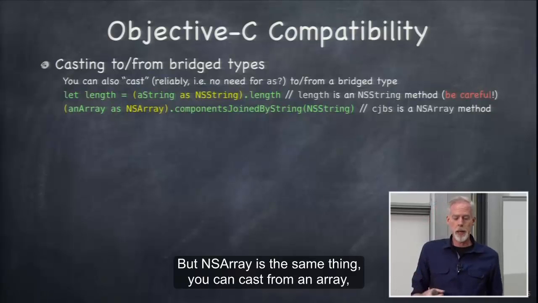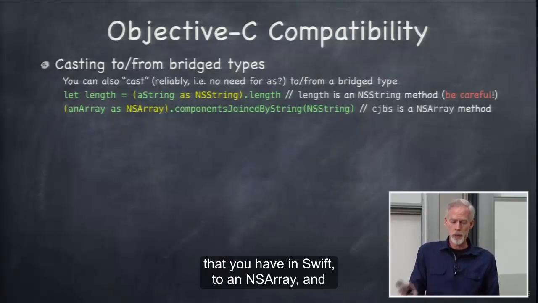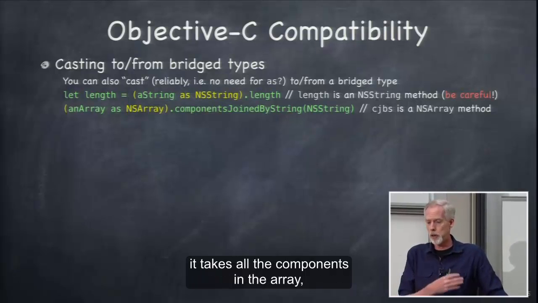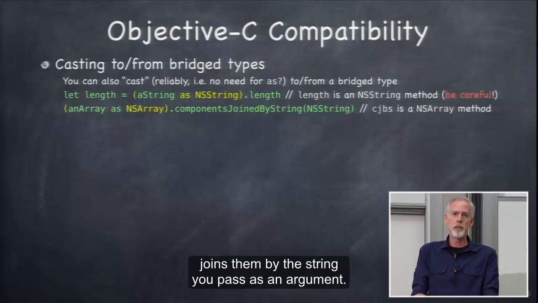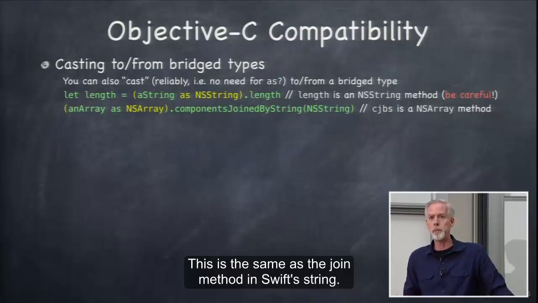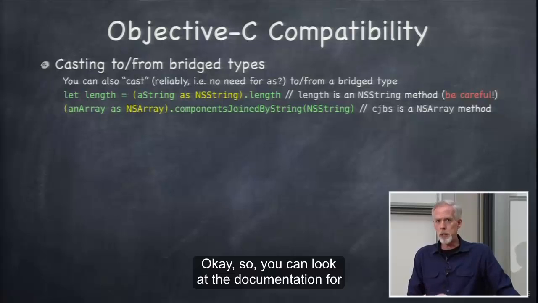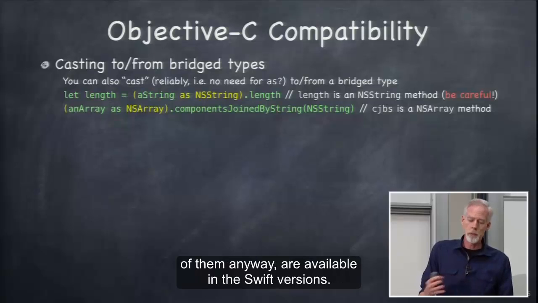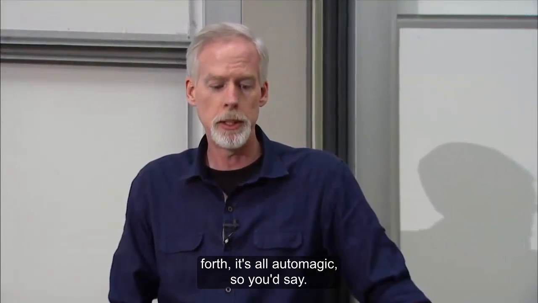But NSArray is the same thing. You can cast from an array that you have in Swift to an NSArray, and then you can call methods in NSArray, like componentsJoinedByString, which is kind of cool. It takes all the components in the array, sends them description, takes those descriptions and joins them by the string you pass as an argument. This is the same as the join method in Swift's String. Okay, so you can look at the documentation for String and NSArray, but pretty much all the things you can do there, or most of them anyway, are available in the Swift versions. But again, if you're passing them back and forth, it's all automagic, so to speak.